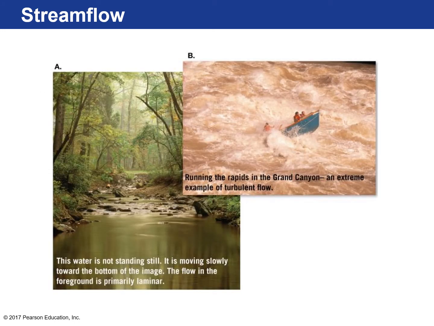So here, very lazy river over here. Here's primarily laminar flow. That means the gradient is very low, aka Central Florida all the way down to South Florida. The Everglades is a slow-moving river, laminar flow or sheet flow. And then this is extreme turbulent water, Colorado River, woo, Mountain Dew.